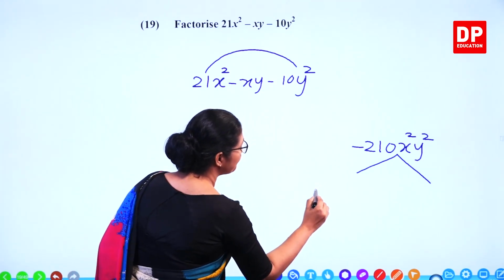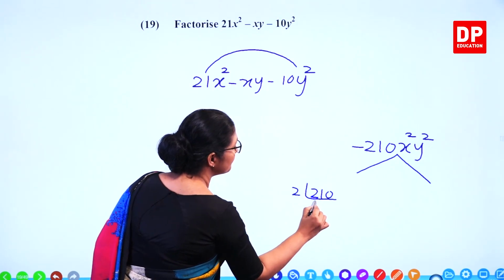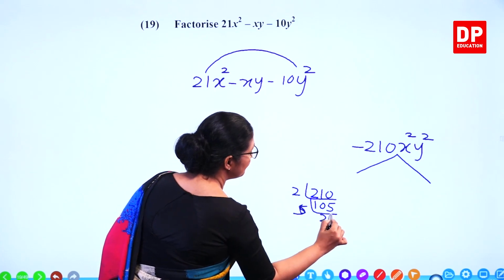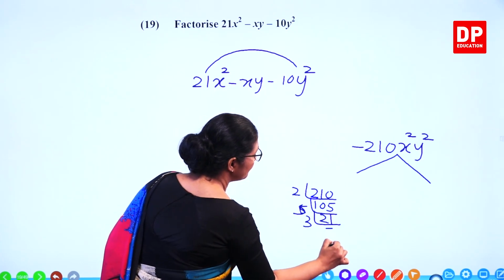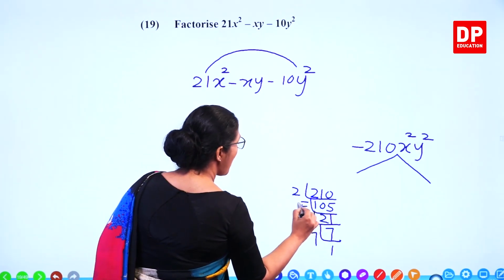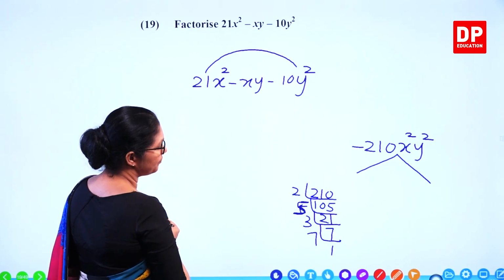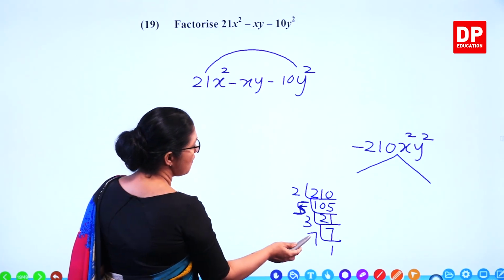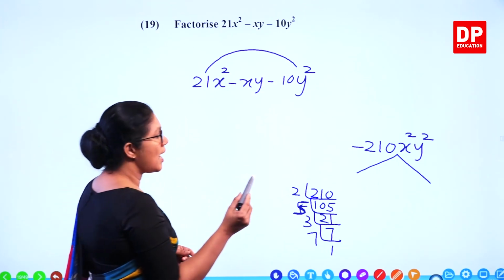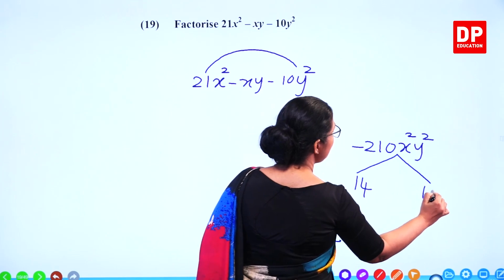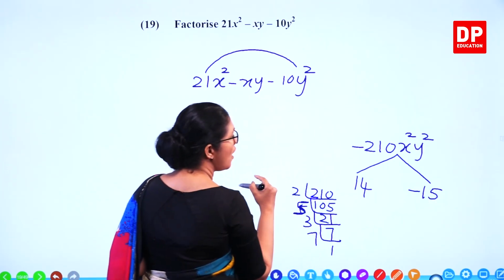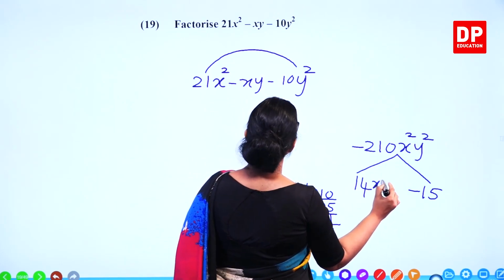So we'll see. Divide and see. So you get factors 2, 5, 3, 7. So 7 times 2, 14 and 5 times 3, 15. 14 times 15. Minus sign for the larger one. This should be x, y.